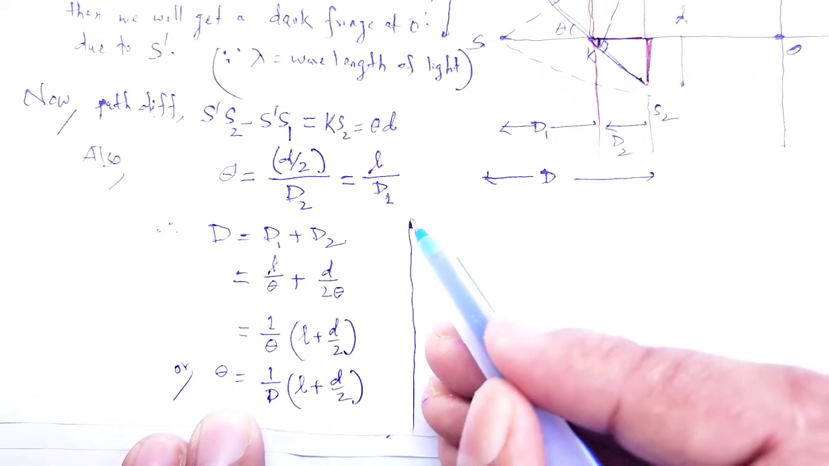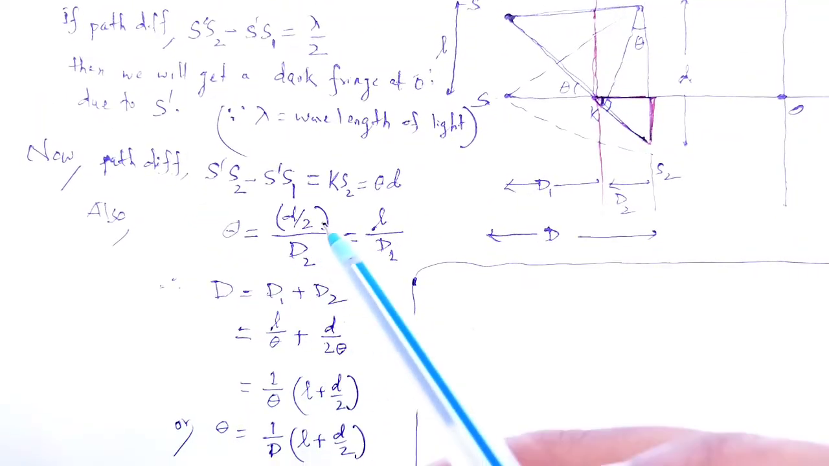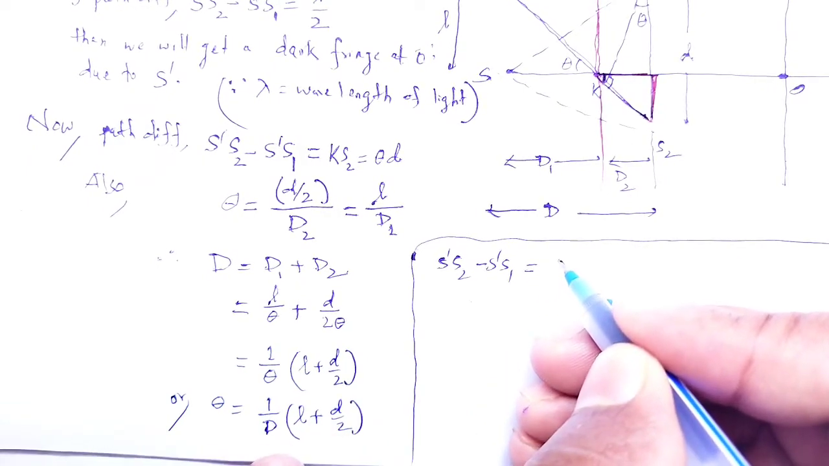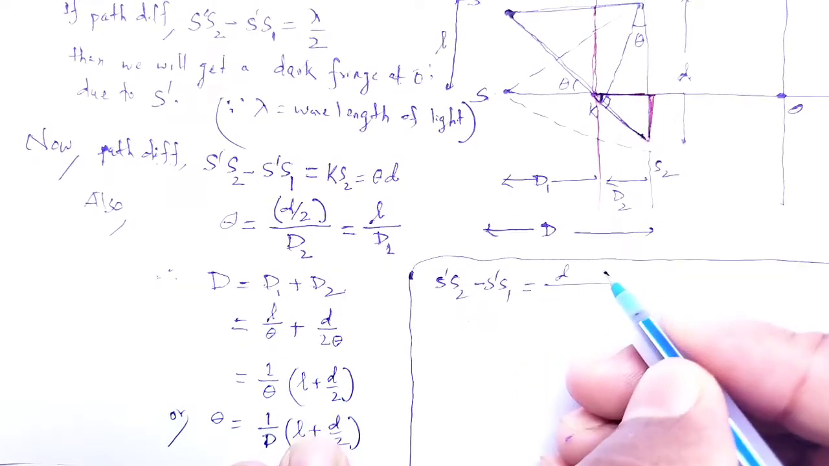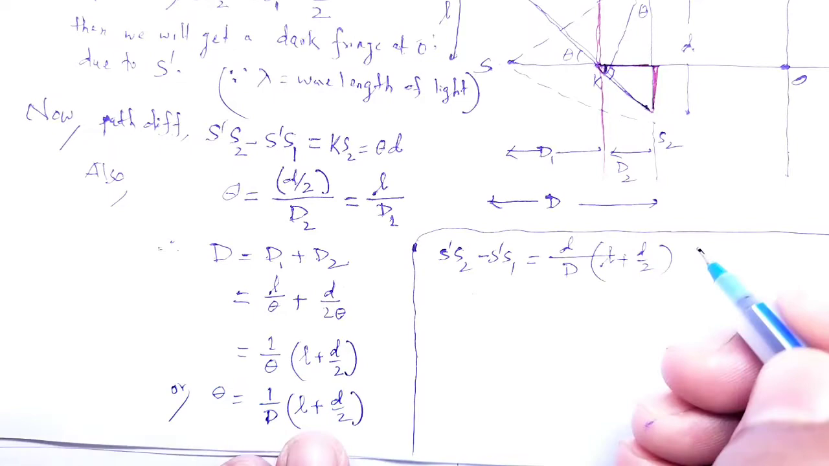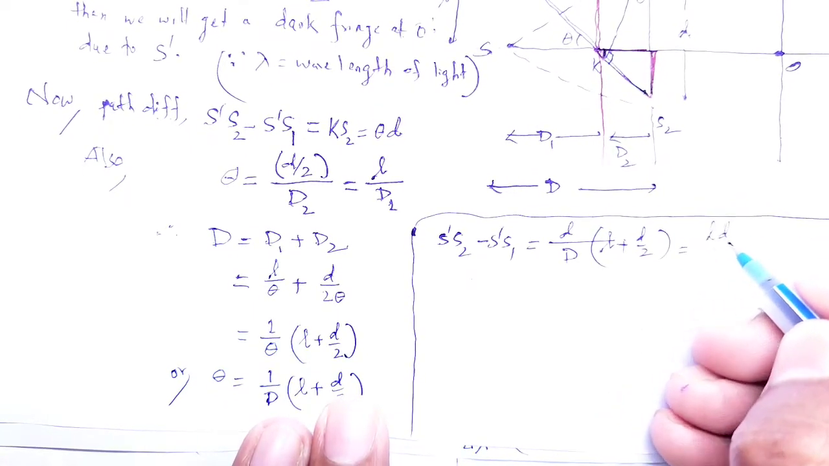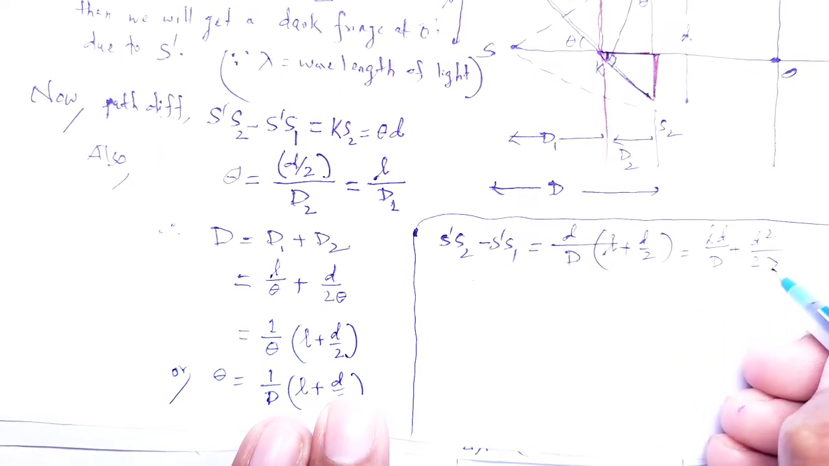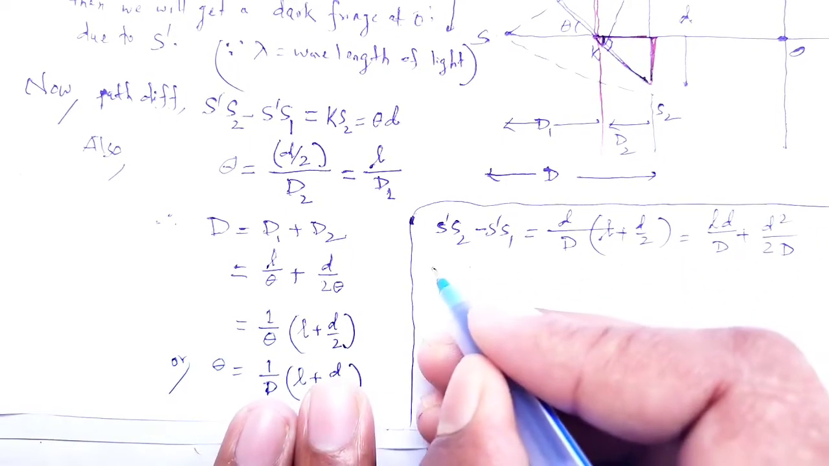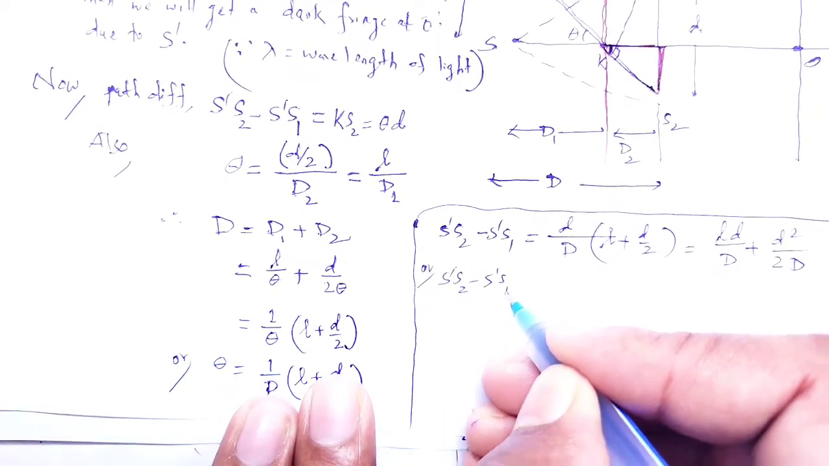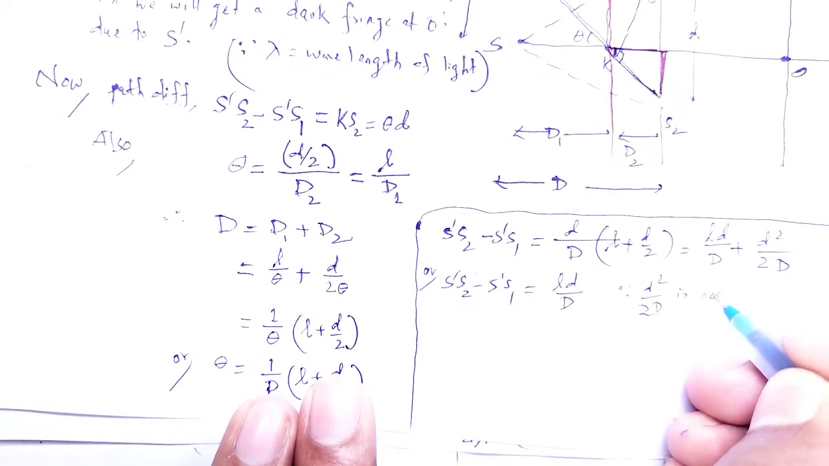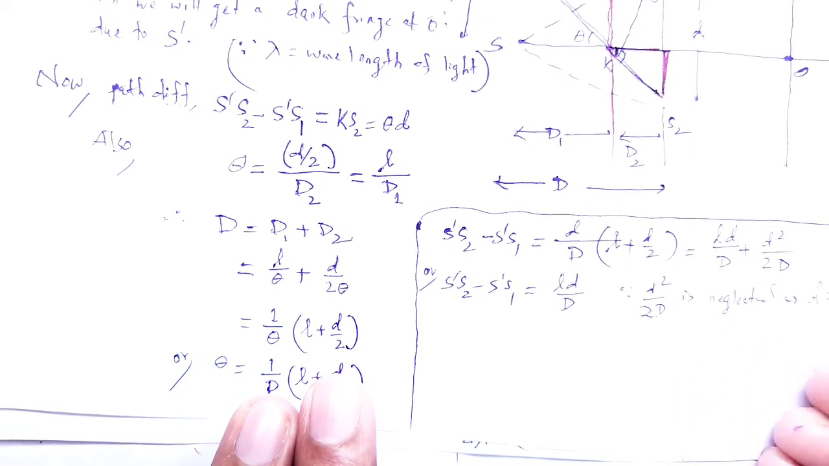Now putting this value in the path difference concept, the path difference S dash S2 minus S dash S1 is equal to d divided by the value of theta, that is d over L plus d by 2, which is equal to Ld divided by D plus d square divided by 2D. Since d is small, d square by 2D is neglected. We have S dash S2 minus S dash S1 equal to Ld divided by D.